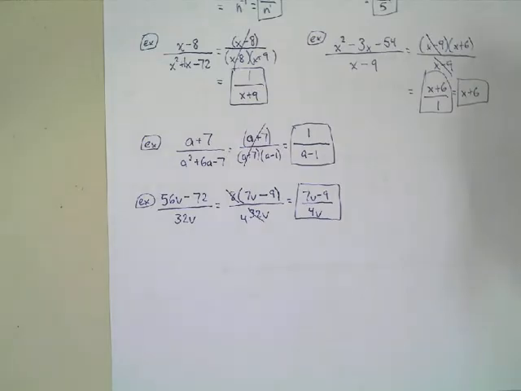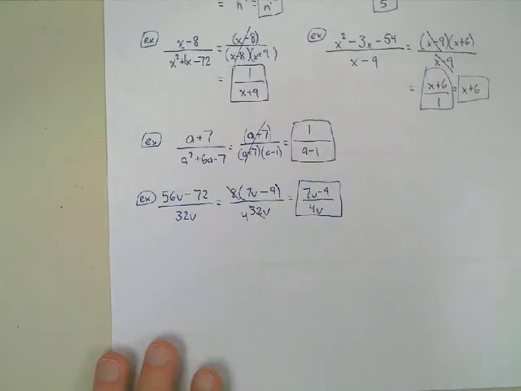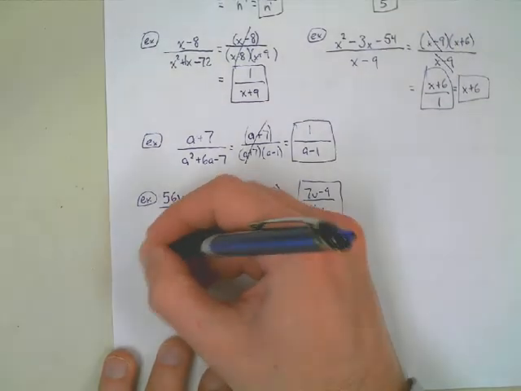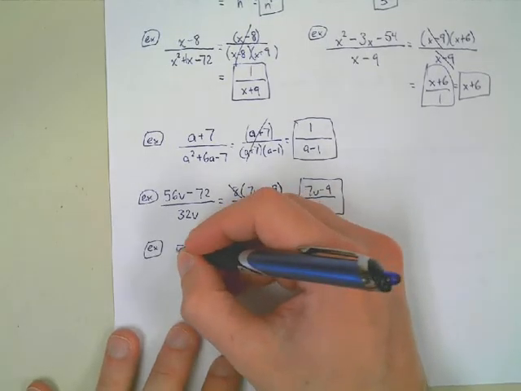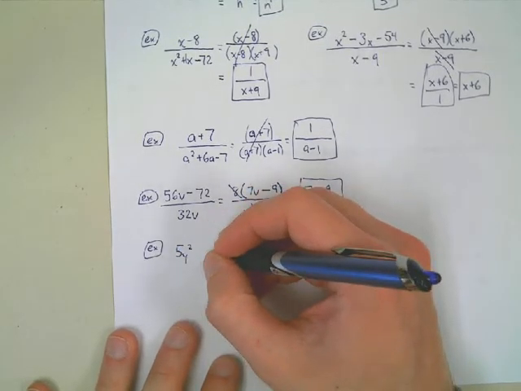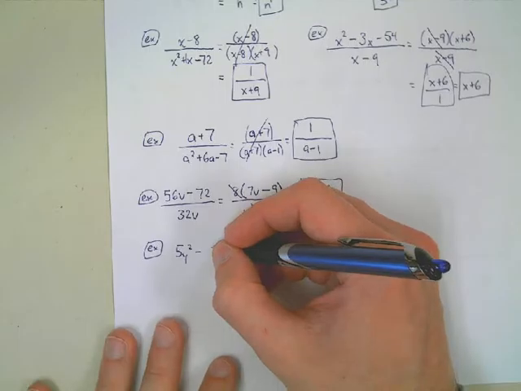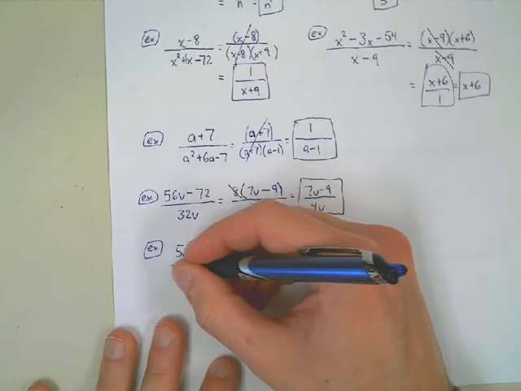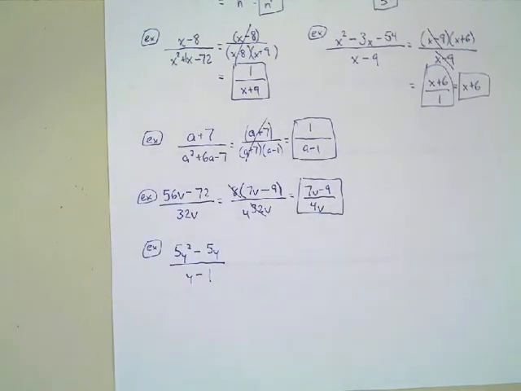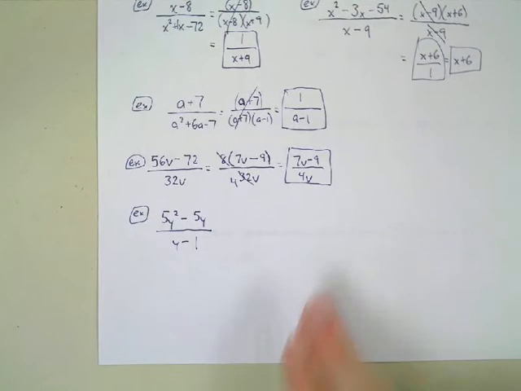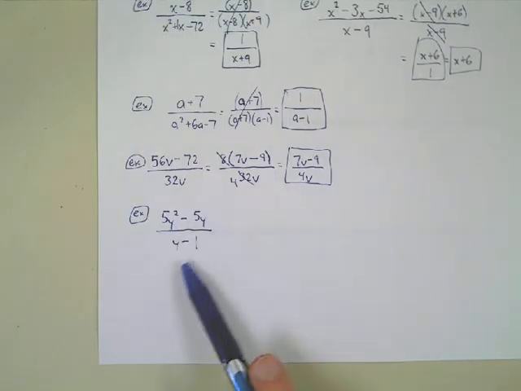All right? Let's look at another one. Let's try 5y squared minus 5y all over y minus 1. Okay?